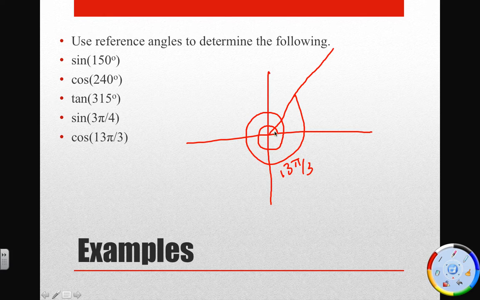Well, if you notice that we just went around 2 times and then went 1 more pi thirds, you could just keep subtracting 2 pi until you get to this angle, but this angle here is just 1 pi thirds. Well, that's in quadrant 1, which means cosine of 13 pi thirds is actually equal to the cosine of pi thirds. And cosine of pi thirds is a half, because that's the same as a 60-degree angle.